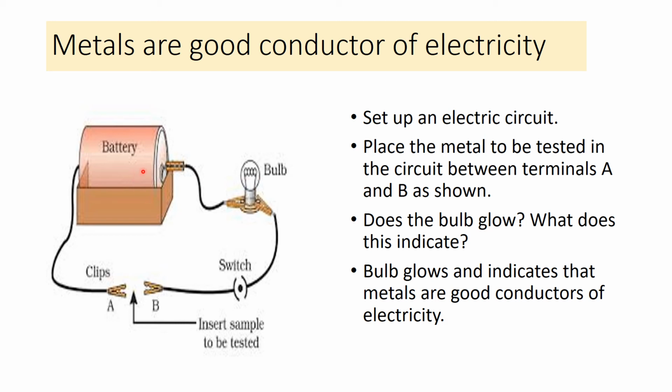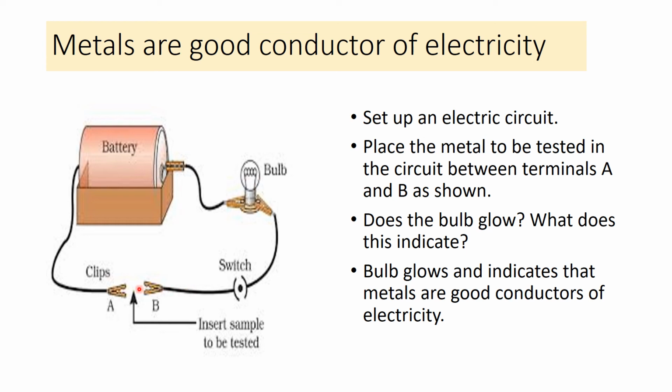So this is the battery which is connected with its two ends. One end is attached with the clip A and another end of the battery you can see is attached with bulb and then with the switch, and this is with clamp B. These two clips are here. In between these two clips you will insert the samples to test whether the electricity is conducted or not.